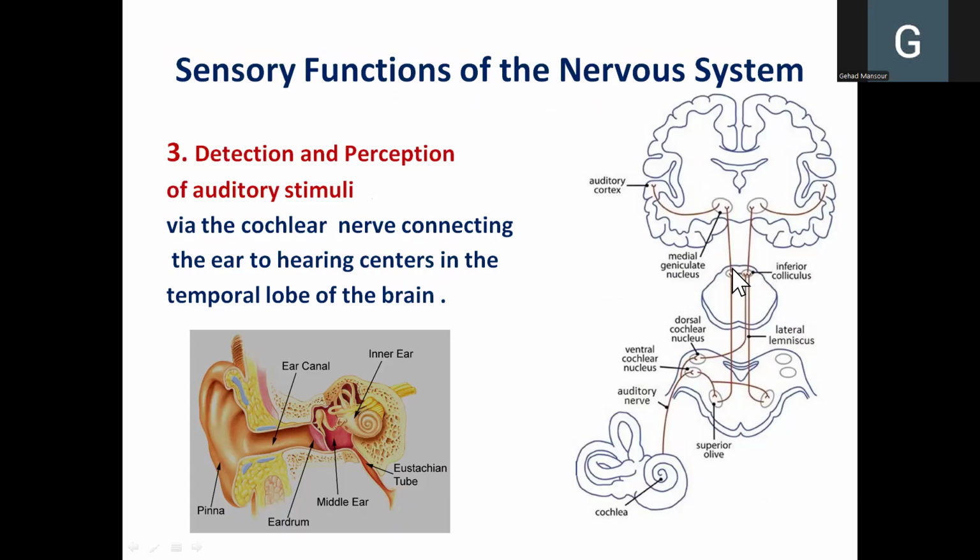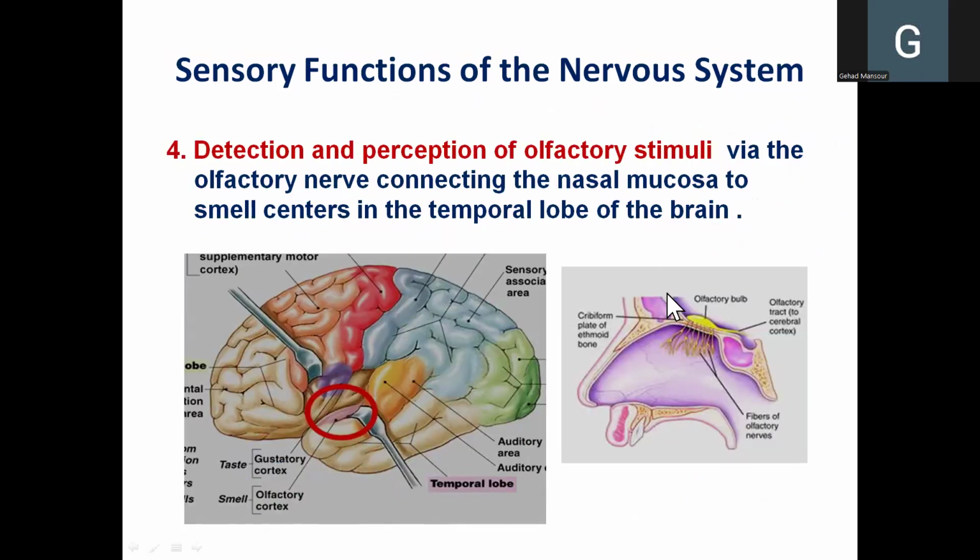We have another synapse or relay in the inferior colliculus in the midbrain, and then in the medial geniculate nucleus and then to the auditory cortex. Of course, I'll never ask you about the nuclei and their names unless I give you the diagram. If I don't give you the diagram, then you talk only about the auditory nerve that carries the impulses to the auditory cortex. And the auditory cortex, as you know, is in the temporal lobe.